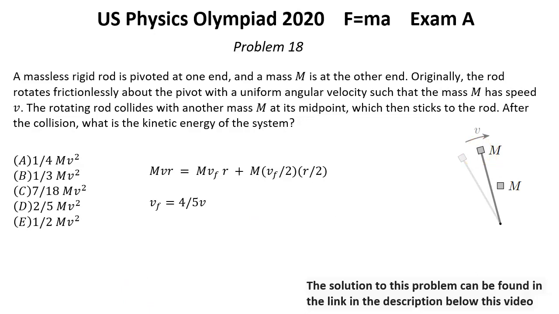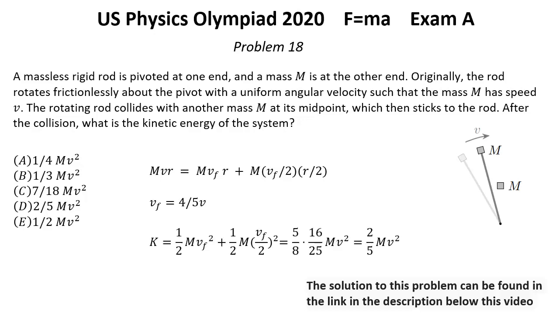Now we can calculate the final kinetic energy of this system. That will be the kinetic energy for the first mass, which is 1/2 m v final squared, plus the kinetic energy for the other mass, which is 1/2 m (v final over 2) squared. And finally that's equal to 2 over 5 m v squared, which is answer D. And that was the solution for problem number 18.